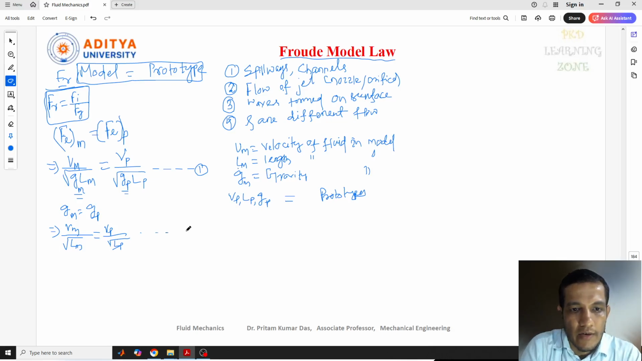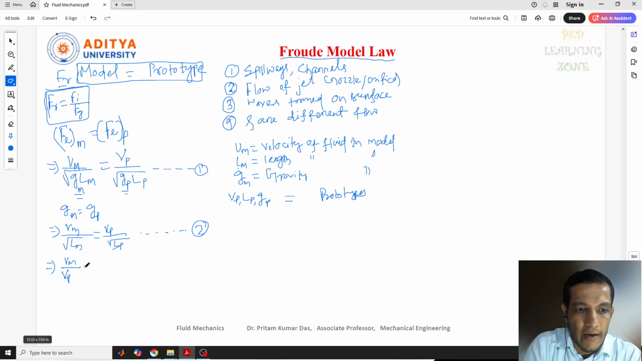So this one, if you want to give an equation, we can give equation 2. Again further, we will take this to the other side, and we can write Vm divided by Vp, and again this term we will also take to this side, root over of Lp, and I can write 1 by root over of Lm by Lp, because here already Vm by Vp is there. So in the right hand side I can write 1.